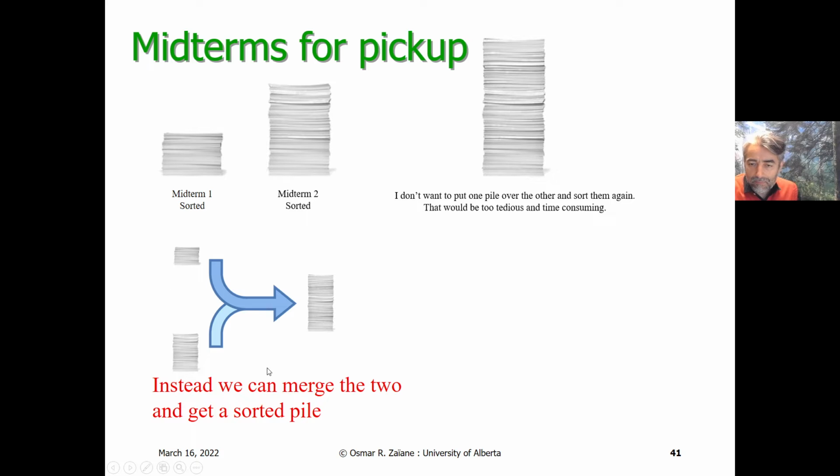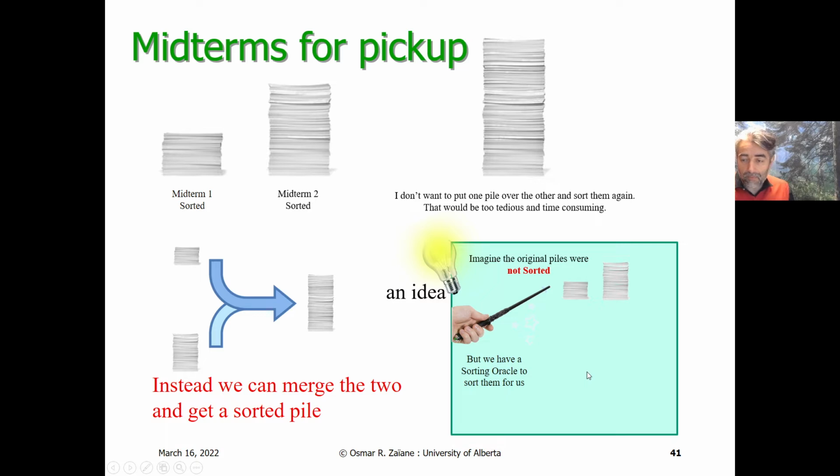And this simple process is actually giving us an idea for sorting in general. What is the idea? Well, imagine those 2 piles were not sorted. If I had an oracle, some magic that says, boom, there you go, they are sorted, now I can sort the whole thing by merging them. That's an interesting idea, except that we don't have this oracle that can do it by magic. We have to sort them ourselves.